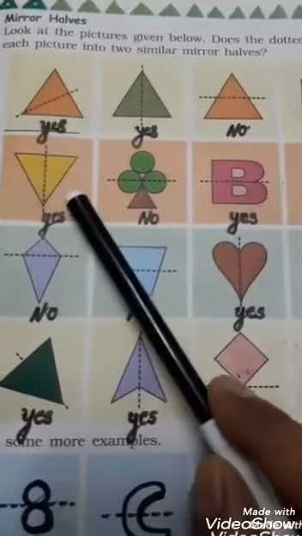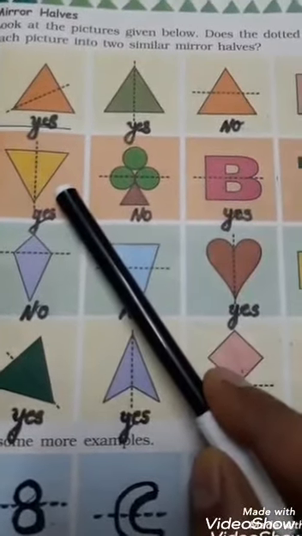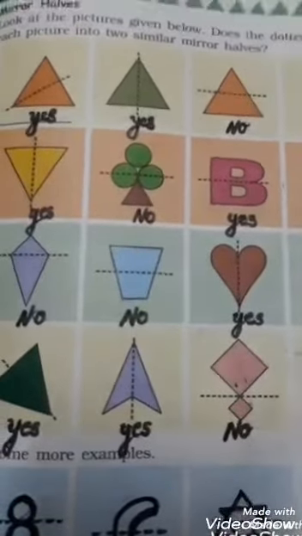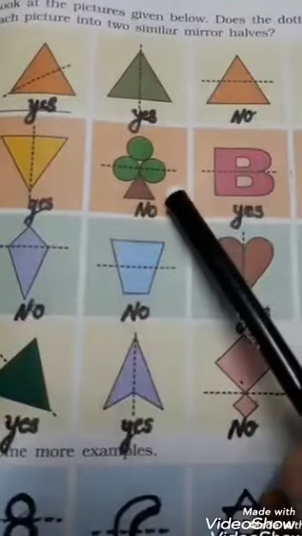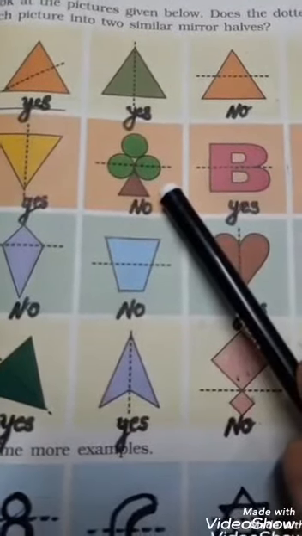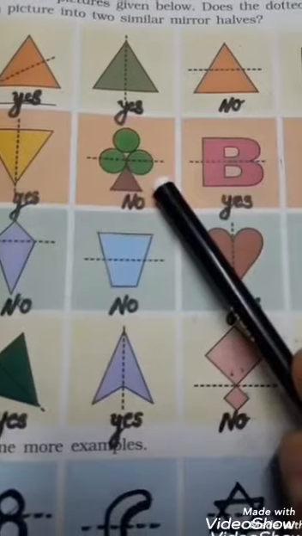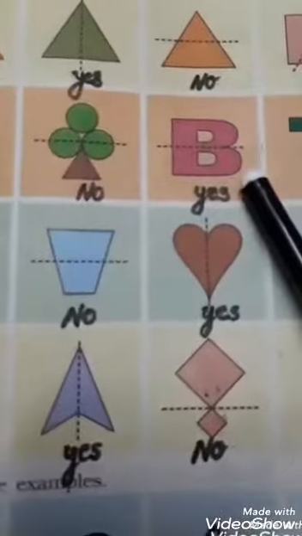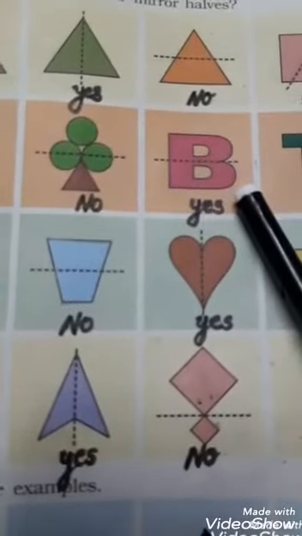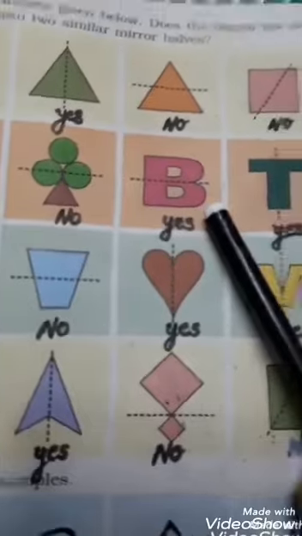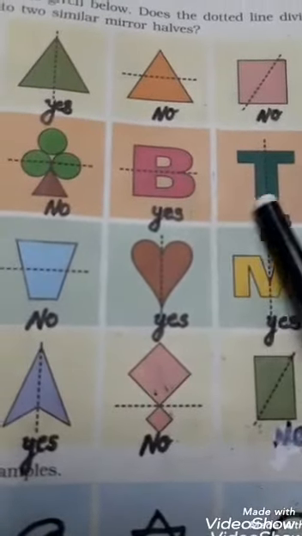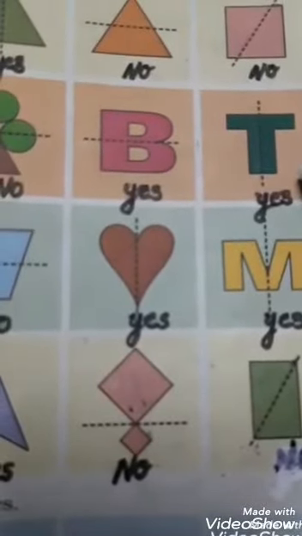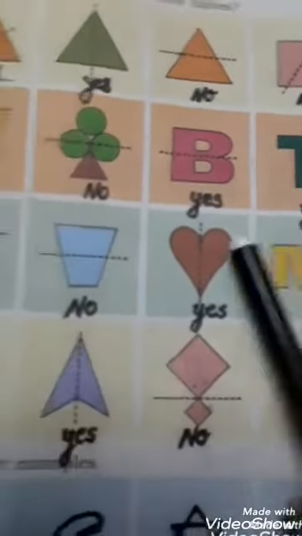Next is a triangle which has similar mirror halves. So we have to write yes. Next is a tree, cut into two halves but both halves are not equal. So we have to write no. Next is capital letter B. It's cut into two equal halves. Both halves are the same. So we have to write yes. Next is a T. It's cut into two similar halves. So we have to write yes.